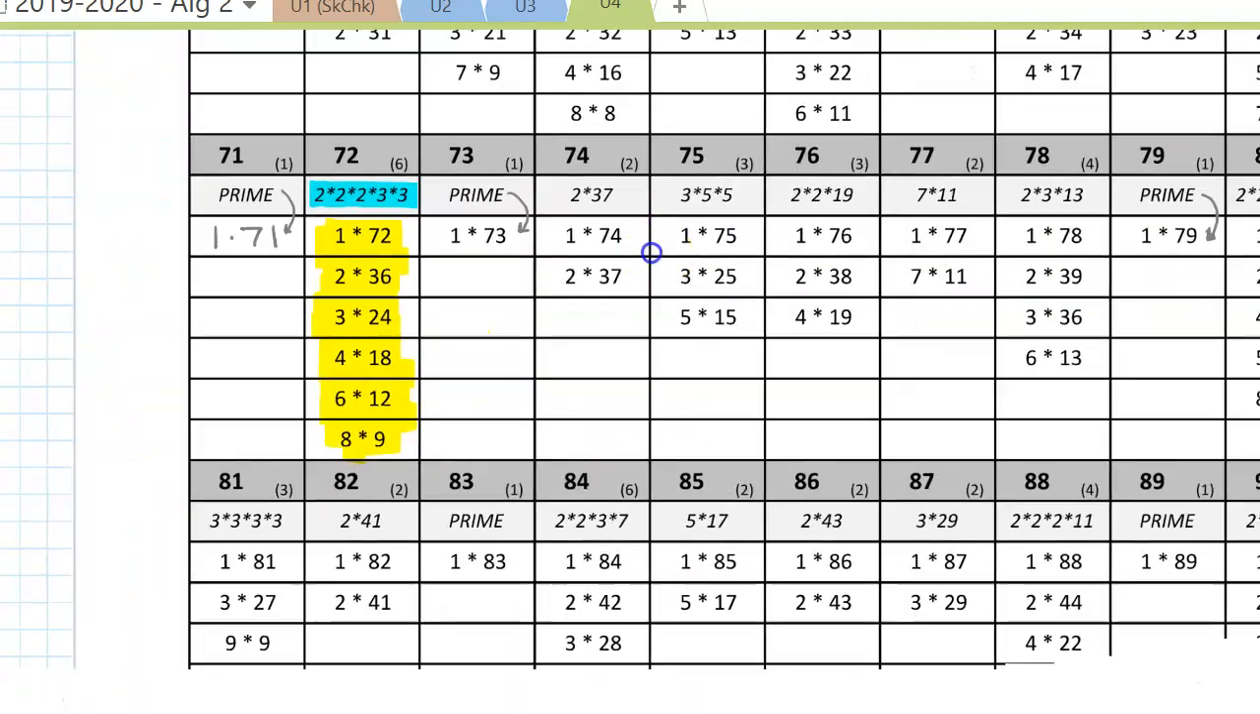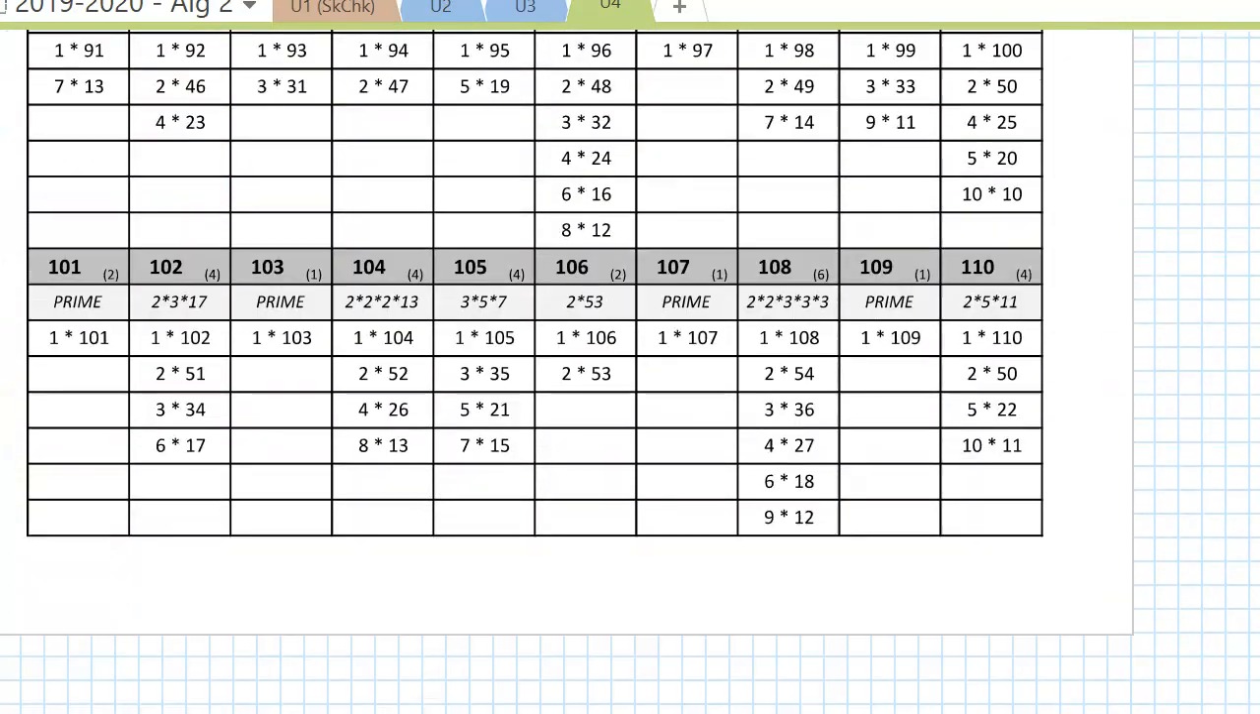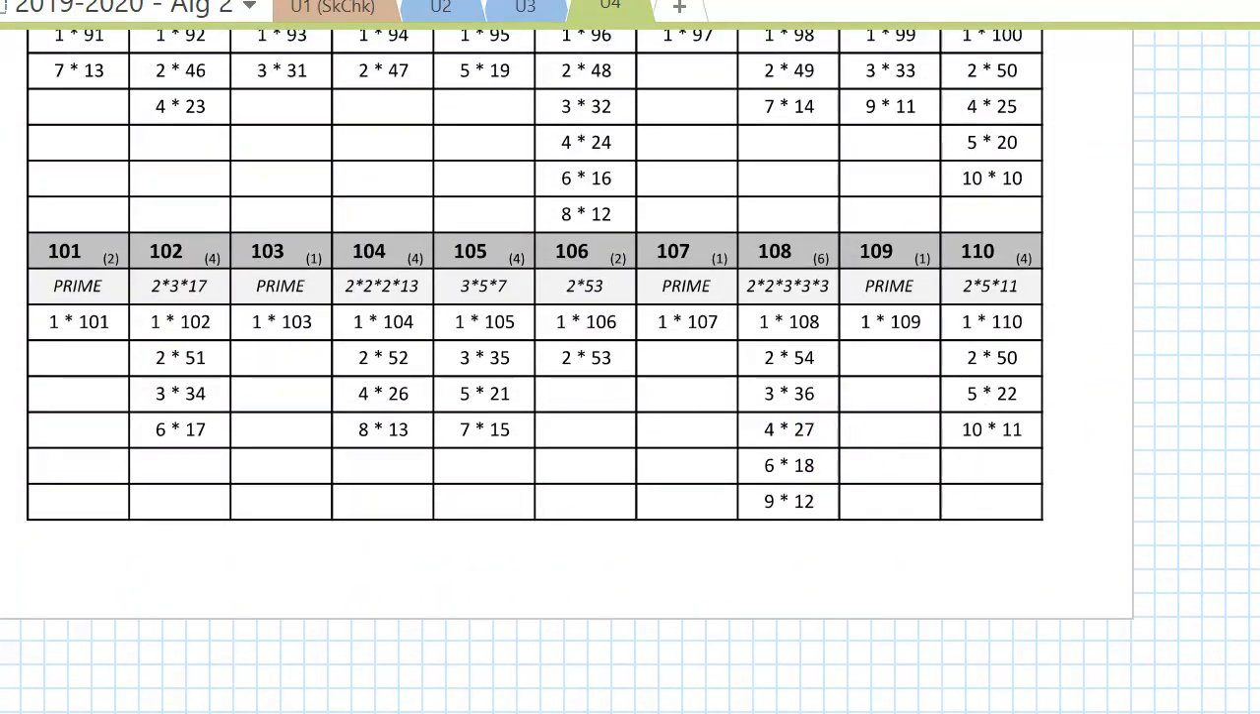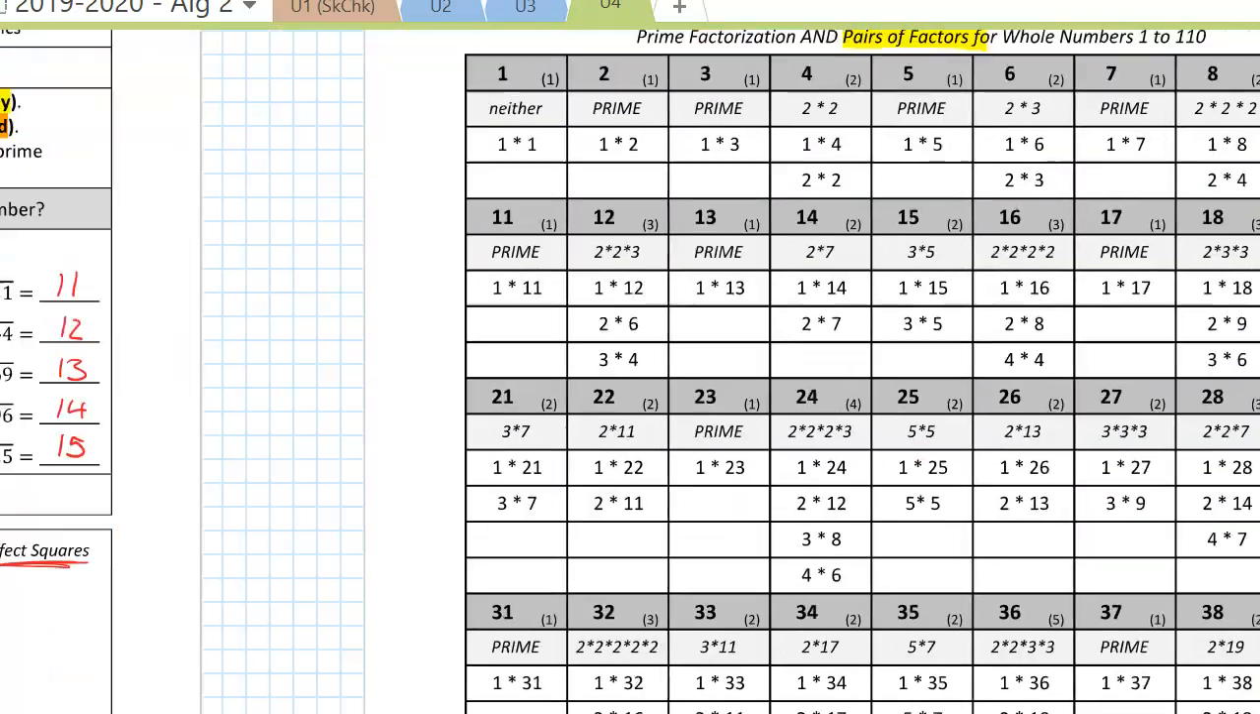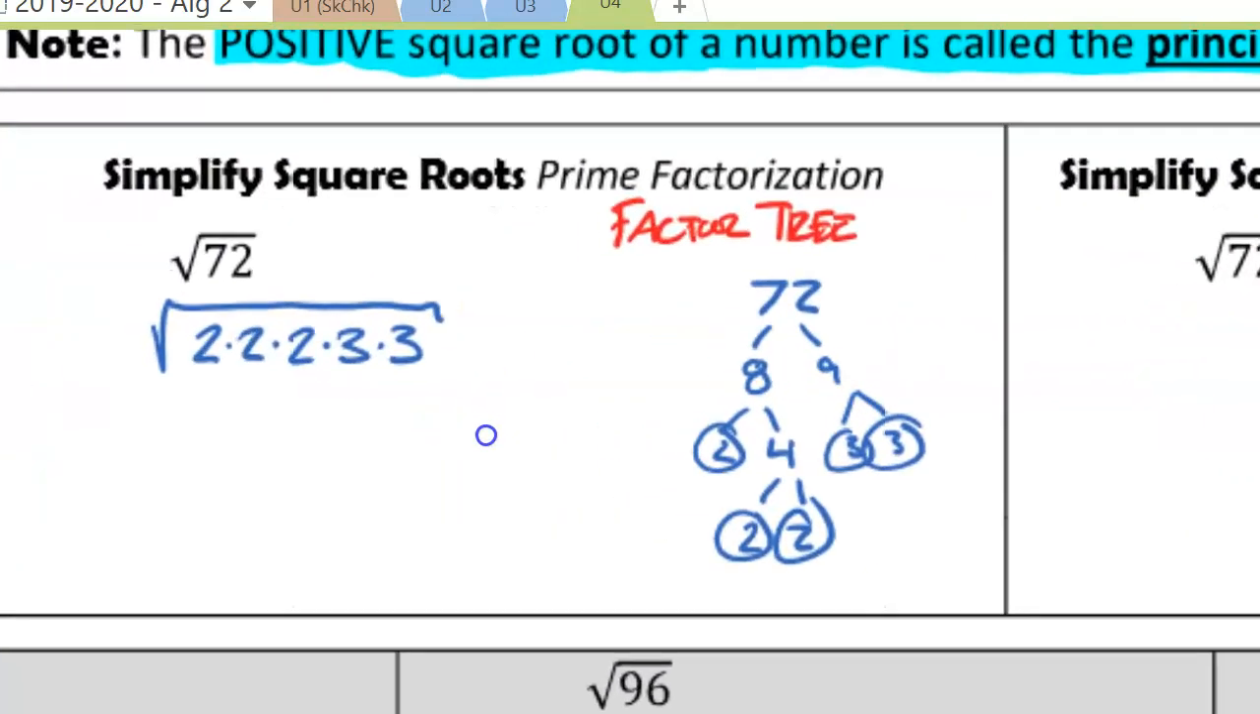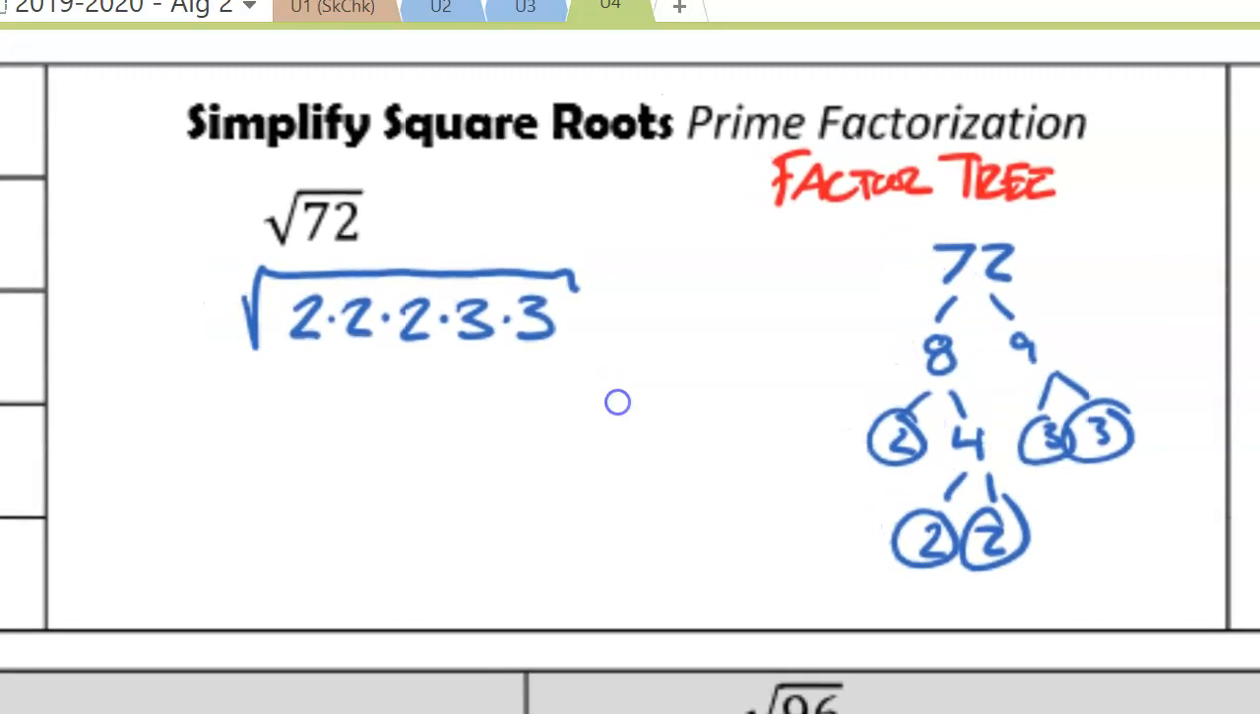So as we're moving forward, feel free to use this sheet as a reference guide for all the numbers up to 110 in terms of their prime factorizations as well. Now, going back to this for prime factorization. Again, we are defaulting here to doing the square root, meaning that we are looking for pairs of numbers.